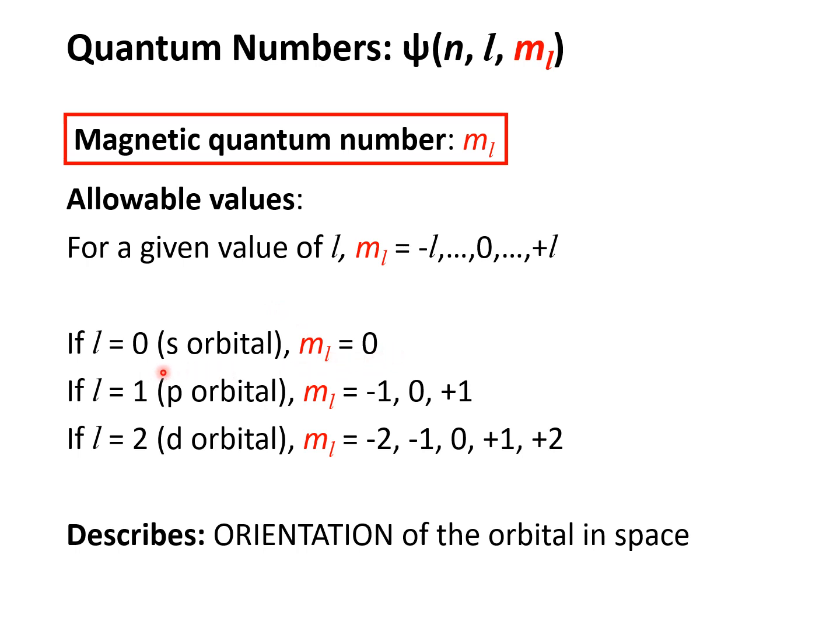However, if L equals 1, which is a p orbital, then ml can be negative 1, 0, or plus 1. And finally, if L equals 2, which is a d orbital, then ml can equal negative 2, negative 1, 0, plus 1, and plus 2. The significance of the magnetic quantum number, ml, is that it describes the orientation of the orbital in space.